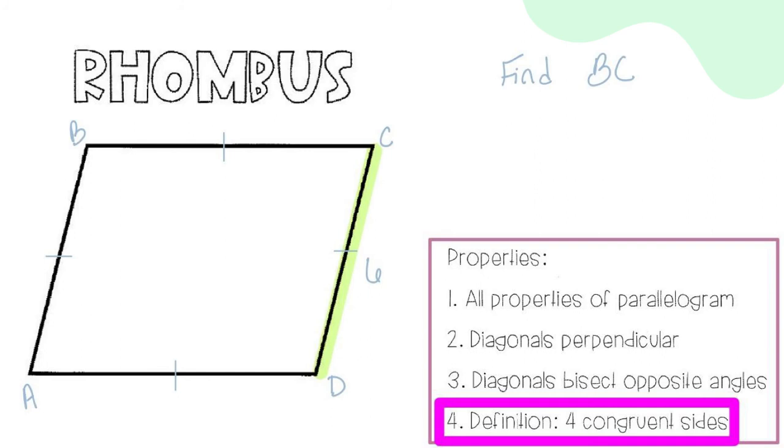Now, what if we use the property that says we have 4 congruent sides? Well, that means that if this side is 6, that this is 6, and this is 6, and this is 6. So when I'm looking to find BC, the length of that must be 6.